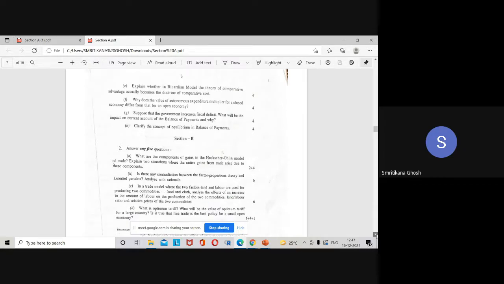Question 2b. Is there any contradiction between the factor proportions theory and the Leontief paradox? Obviously, there is contradiction. One is actually just the opposite of the other. Analyze with rationale. So it is the Leontief paradox actually.